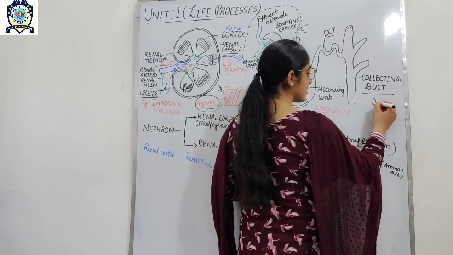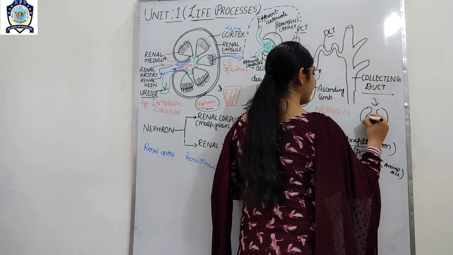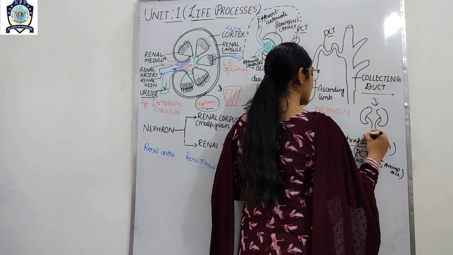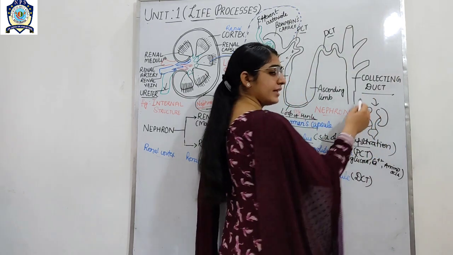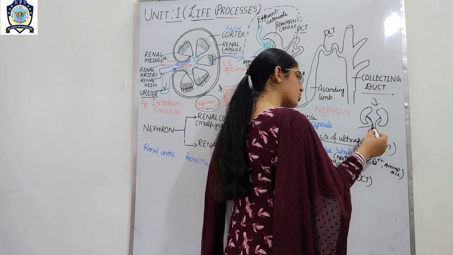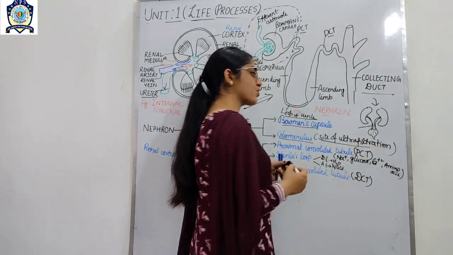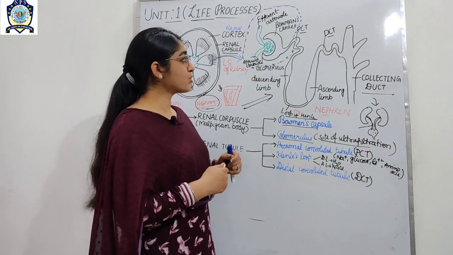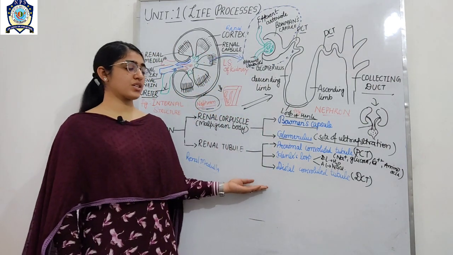urine. As we discussed this structure in the last class, in this way, the pair of kidneys, these are the ureters, and the collecting duct passes the urine into the ureter, from where it enters into the bladder. So students, this was all about the internal structure.